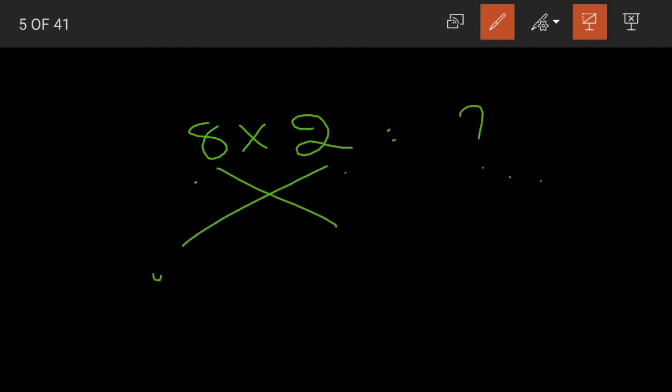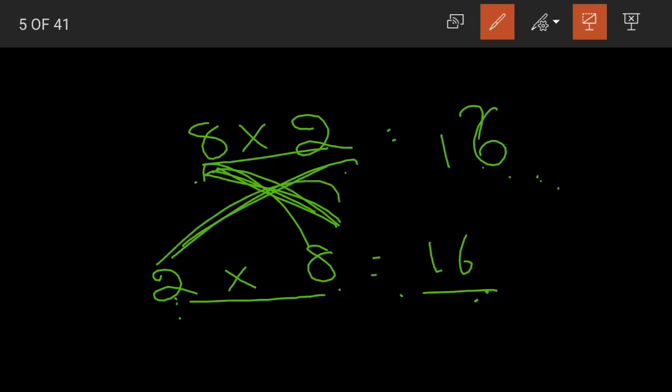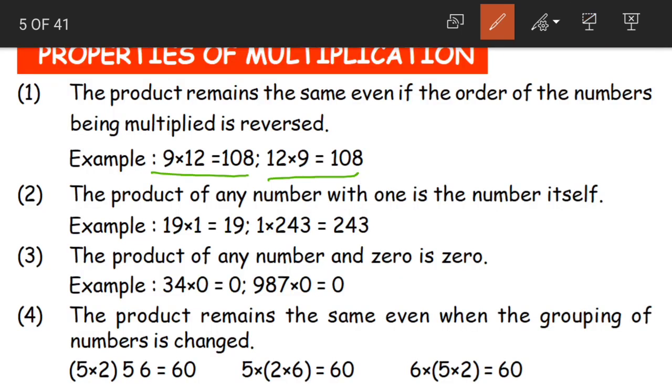Suppose you don't know what 8 twos are. Okay, suppose if you don't know what 8 twos are, so you can try and figure out what 2 eights are. See, if you know 2 eights are 16, then automatically 8 twos are also 16. Now if the order is changed, 8 is coming first and 2 is coming second, it will also be 16 only. The product will be 16 only.